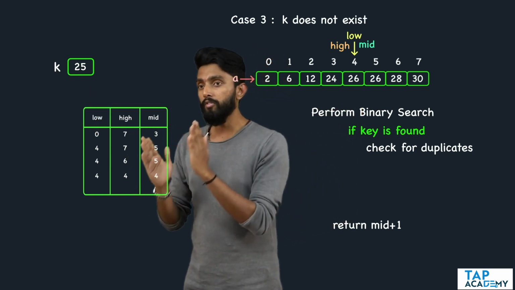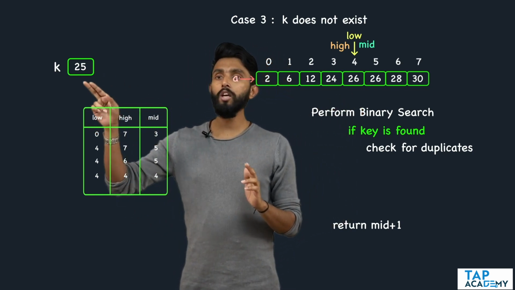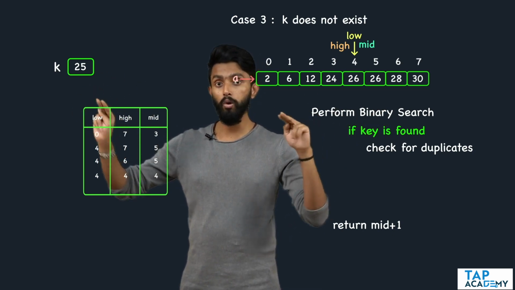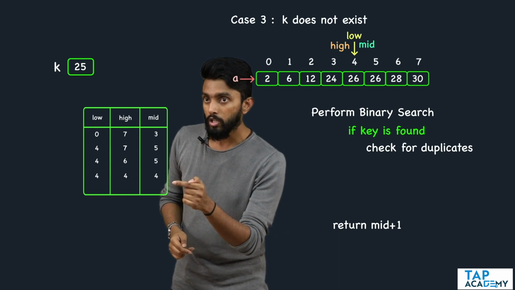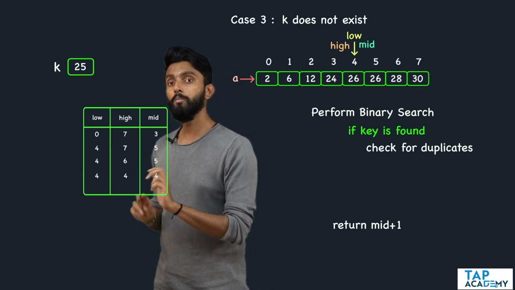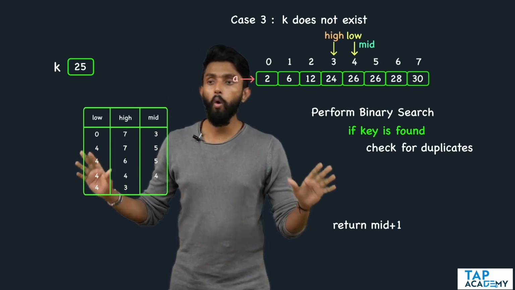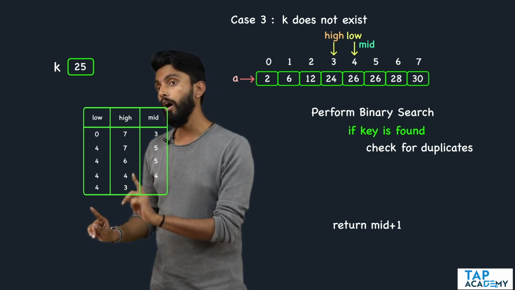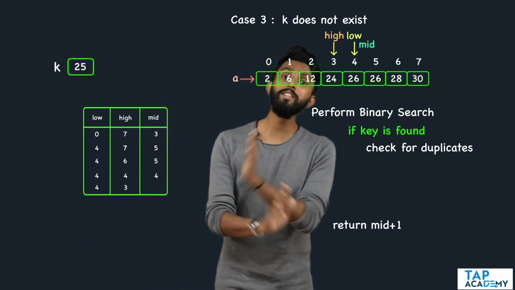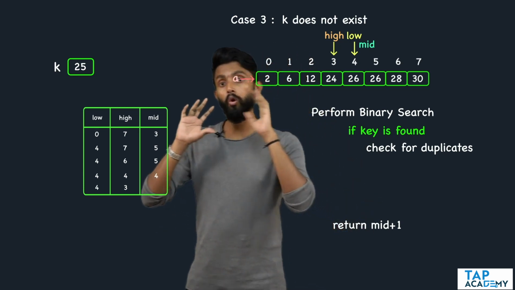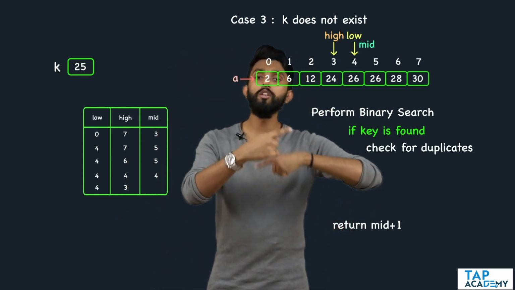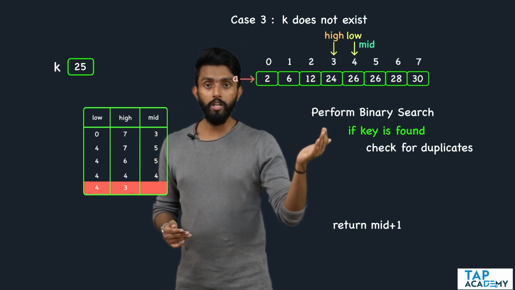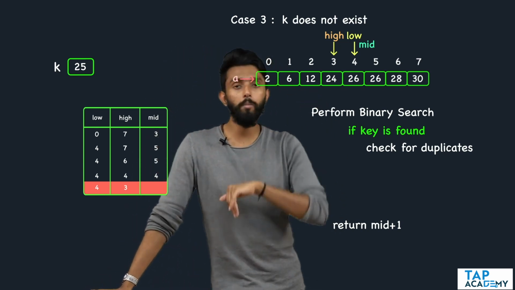Not equal. If it is not equal, then I will check, is it greater than or lesser than? It's lesser than. If it is lesser than, I should adjust the high value. So high becomes mid minus 1. So mid minus 1 means high becomes 3. Low is the same. And the moment low becomes greater than high, or the high value becomes lesser than the low value, you know that the binary search condition fails. Loop termination happens. You came out.